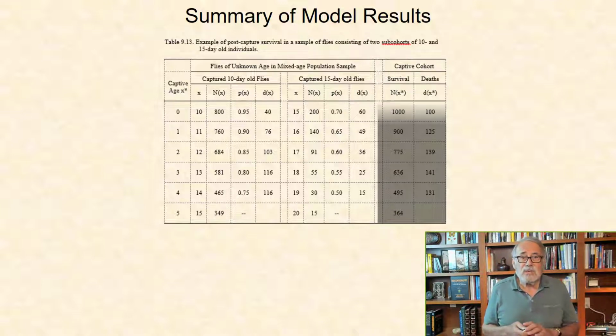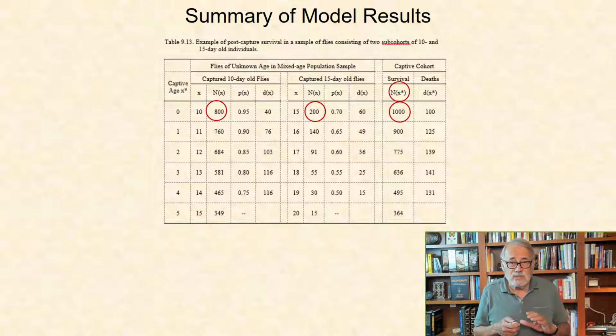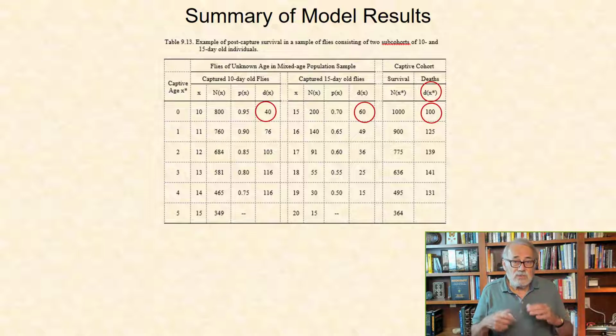And in the last column, we have the captive cohort, including the total number, which equals the 800 10-day-old flies and the 200 15-day-old flies, totaling 1,000 in the radix. And the number dying in the cohort, which is 40 and 60, equal the 100 from captive age x star to captive age x star plus 1. This illustrates the fundamental concept of the numerical solution to finding the age distribution of a wild population.